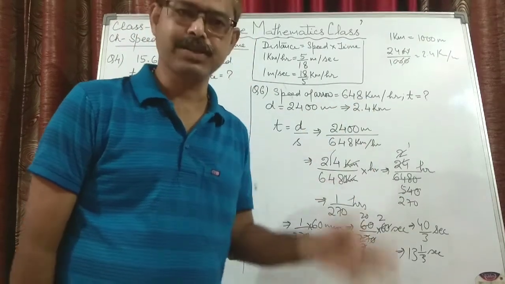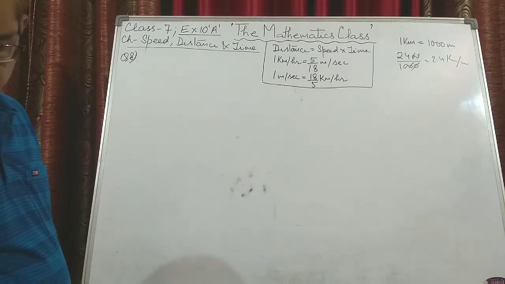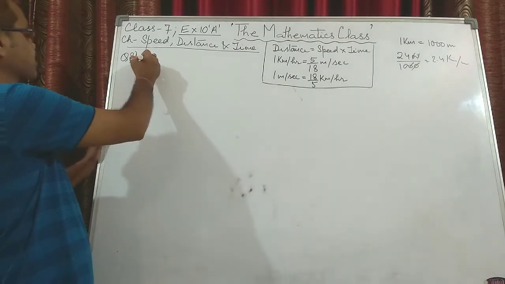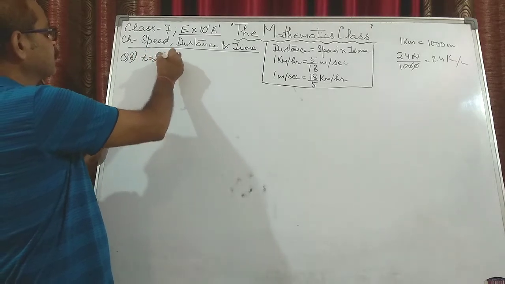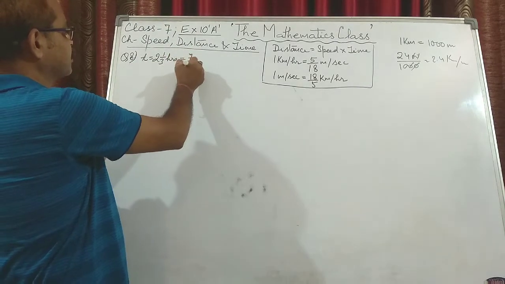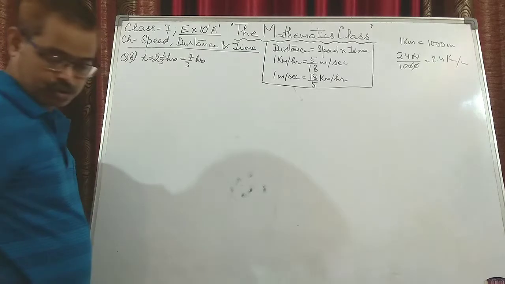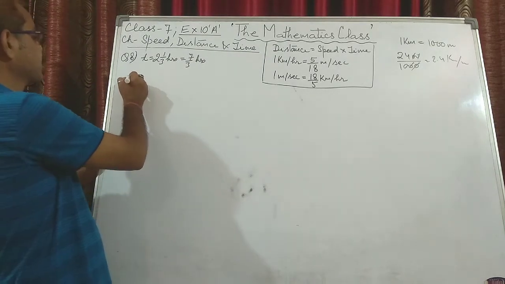Now we move on to the next. Next is question number 8. Question number 8 is, Tina took 2 whole 1 upon 3 hours. So time is given 2 whole 1 upon 3 hours. So this can be written as 7 upon 3 hours to travel 4 upon 9 of a distance.